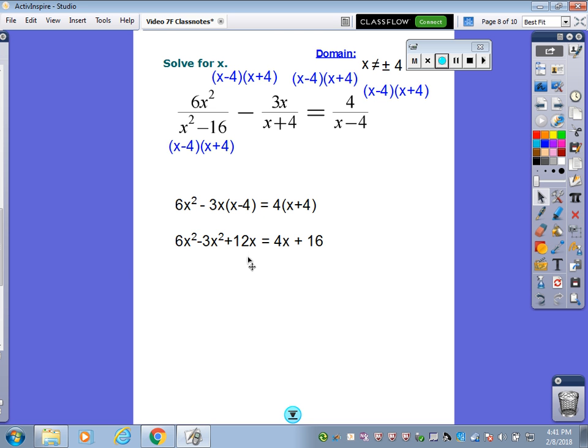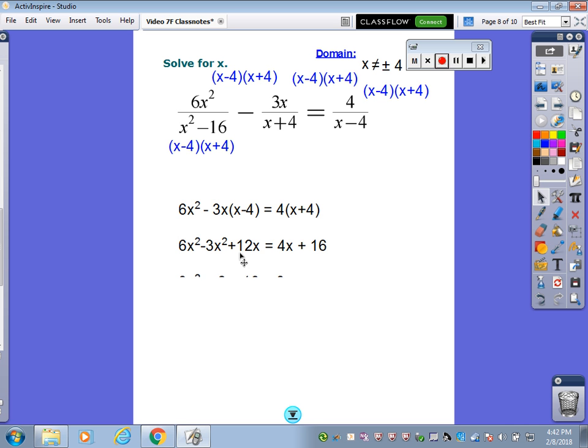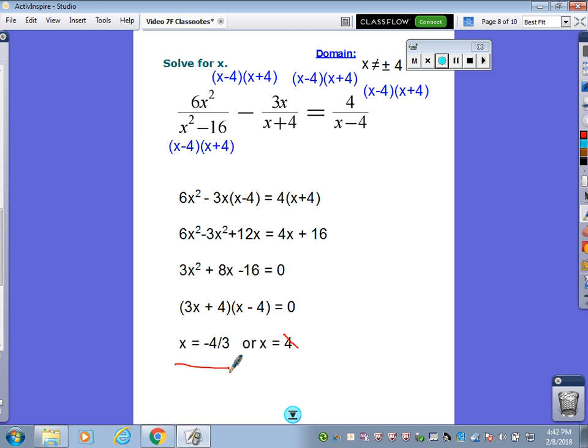Alright, now I want to distribute my 3x and my 4. Here again, I have a quadratic, so I need to get everything on one side. I moved everything to one side. It doesn't have a GCF, so I factored and used the zero product property, and my two answers are -4/3 and 4. But 4 is in my domain restriction, so that one is going to be extraneous. So my only answer is -4/3.